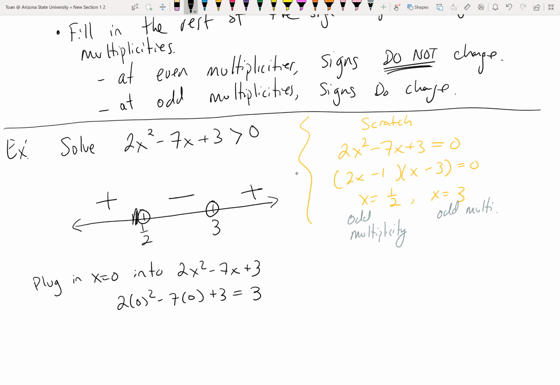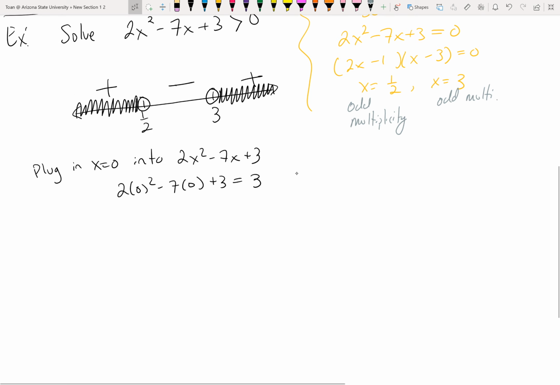And we can clearly see that the left region and the right region have plus signs above it. That is the graphical representation of our answer. All you have to do now is write it in interval notation.